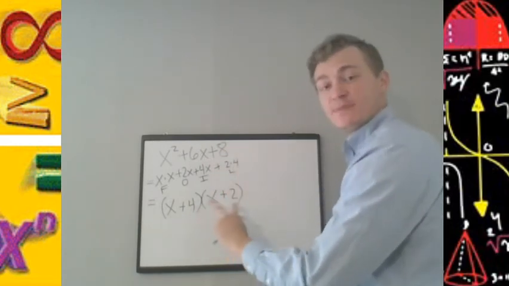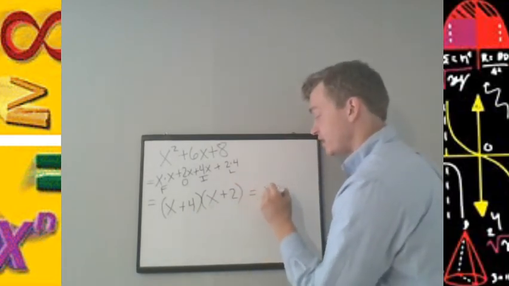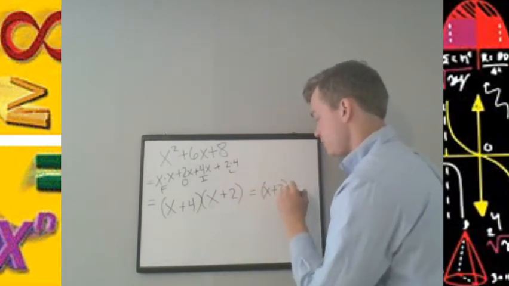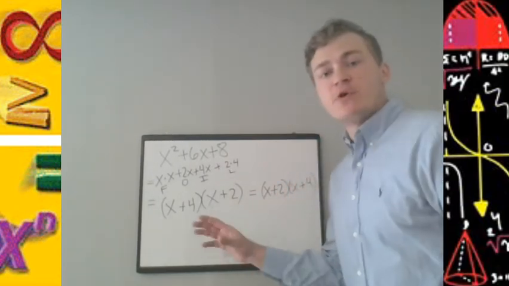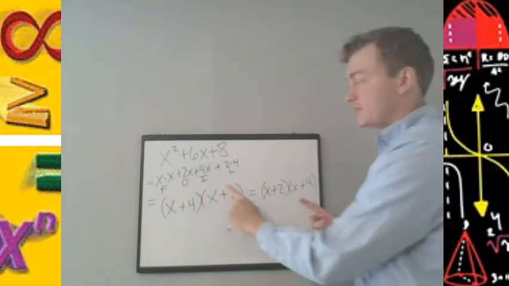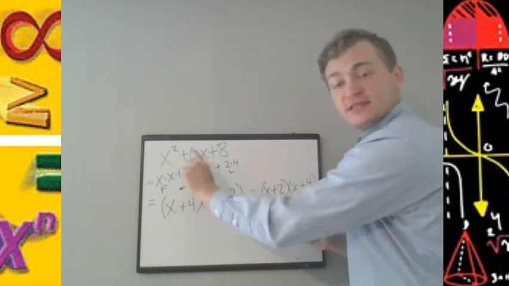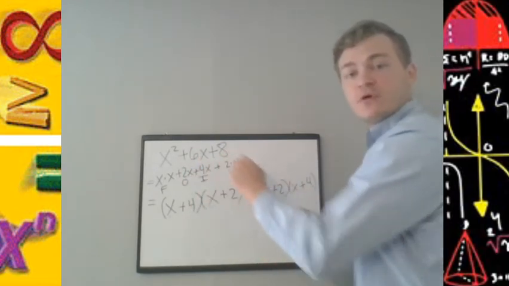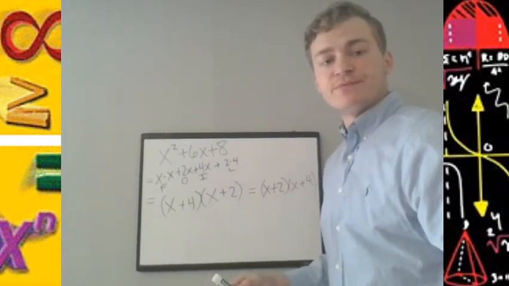And of course, this binomial product is exactly the same. It's equivalent to saying x plus 2 times x plus 4. Doesn't matter which order you write it. X times x is still x squared. X times 4 is still 4x. X times 2 is still 2x. That still combines to give us 6x. 2 times 4 is still 8. So that is our factorization.